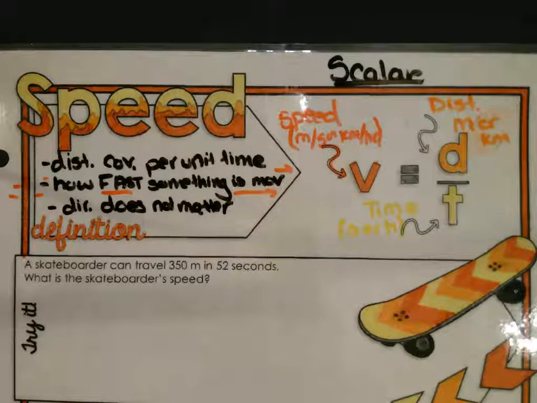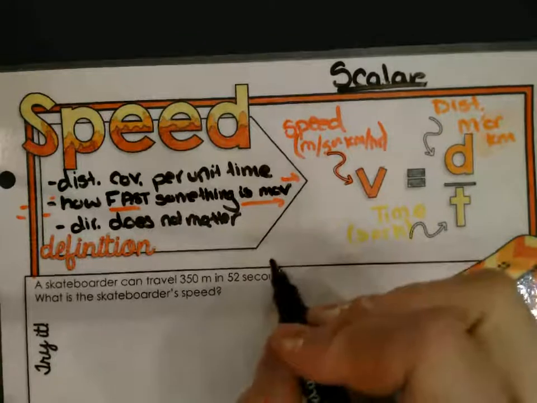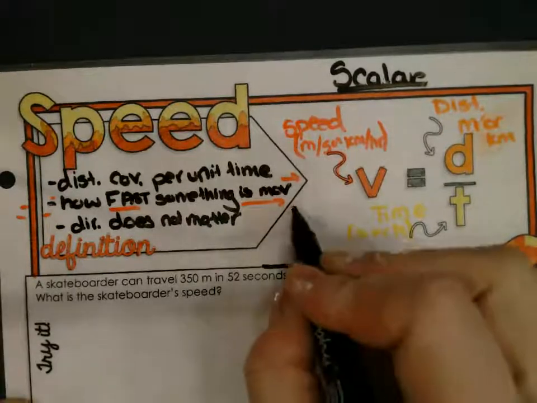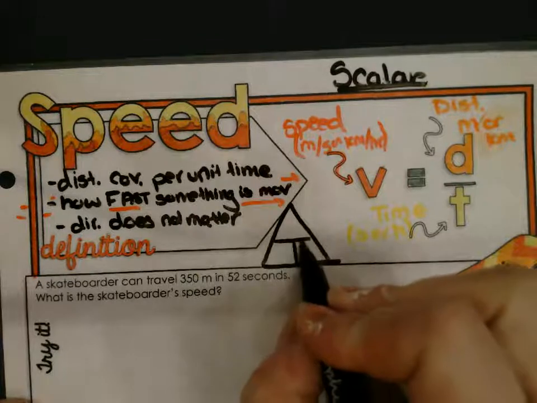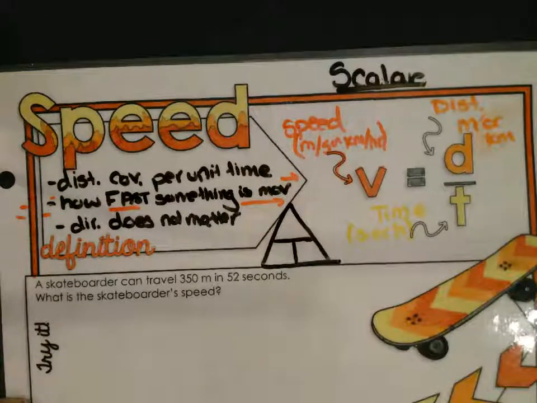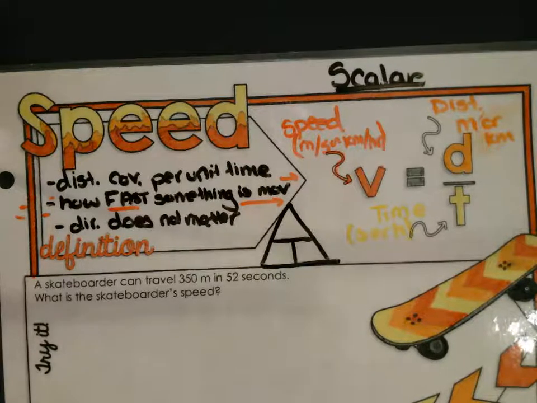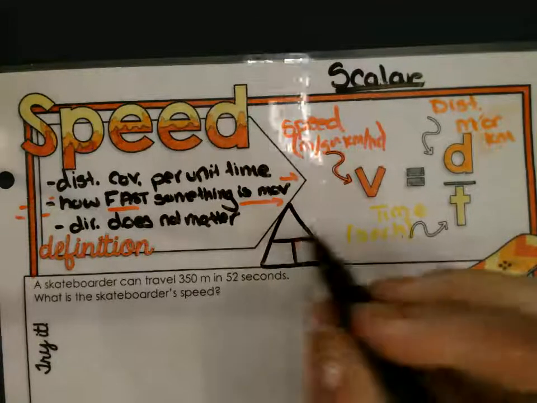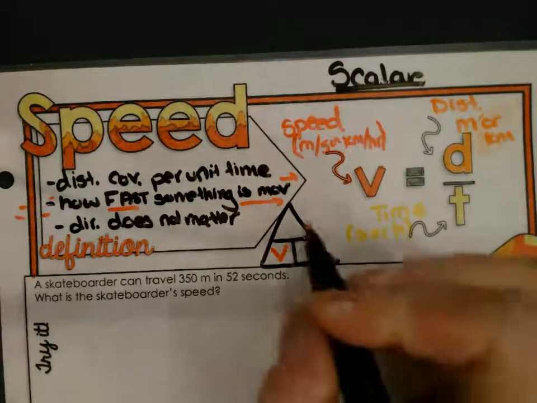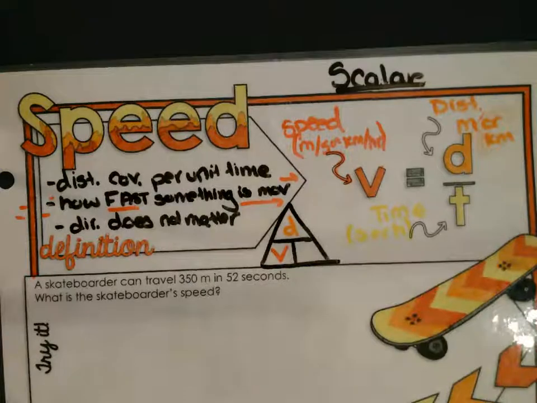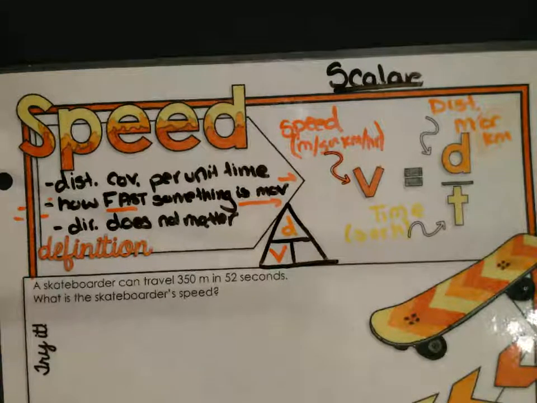And a lot of times to make life easier, we use something called a speed triangle to solve these. So a speed triangle is a massive triangle that you draw with a division in the middle. You put your V down here in the bottom. So speed is equal to distance over time.